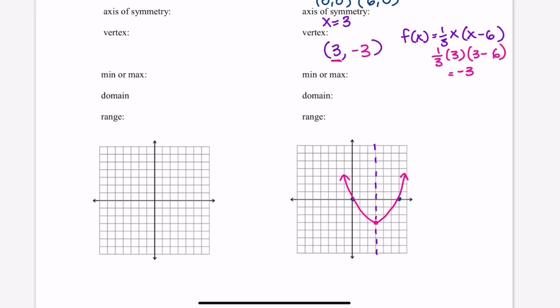Since this looks like a pit, if you were at the bottom of a pit, you would be at a minimum point. Domain for parabolas is always all real numbers. You can write that fancy R, and that just means all real numbers. And then the range, it goes all the way down to negative 3, but there's no graph below negative 3. So the y has to be greater than or equal to negative 3.